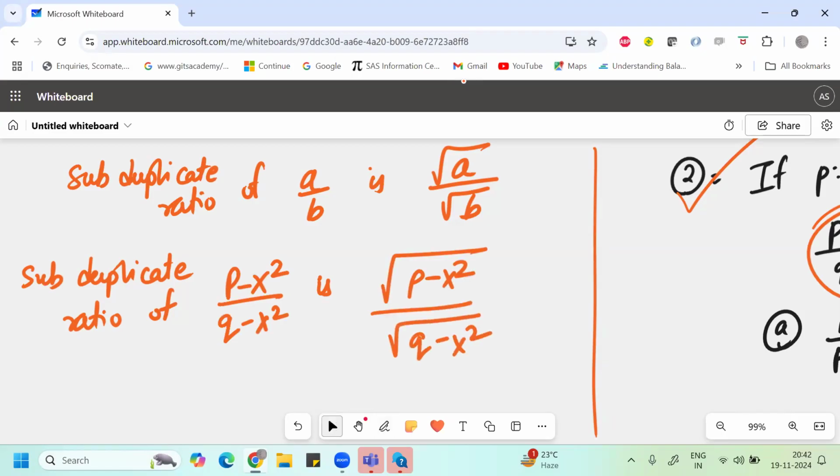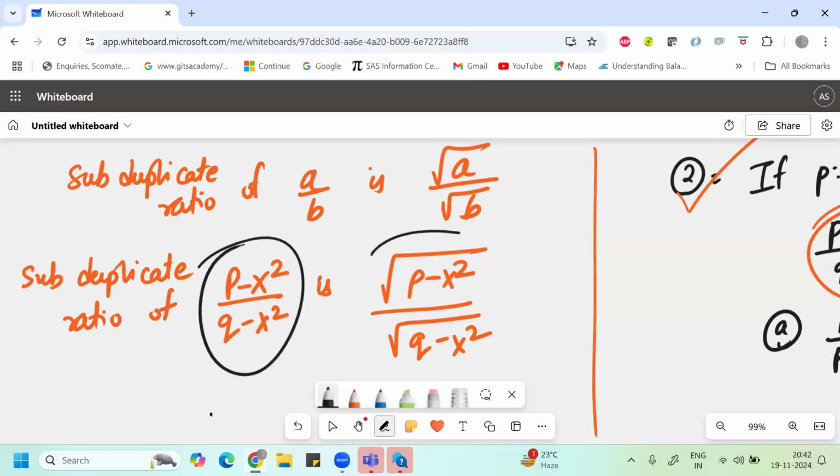Anyone have any doubt with this? Anyone have any doubt with this, what I have written so far? So the subduplicate ratio of P minus x square by Q minus x square would be this. The square root of P minus x square by square root of Q minus x square. Any doubt with this? Guys, please respond.